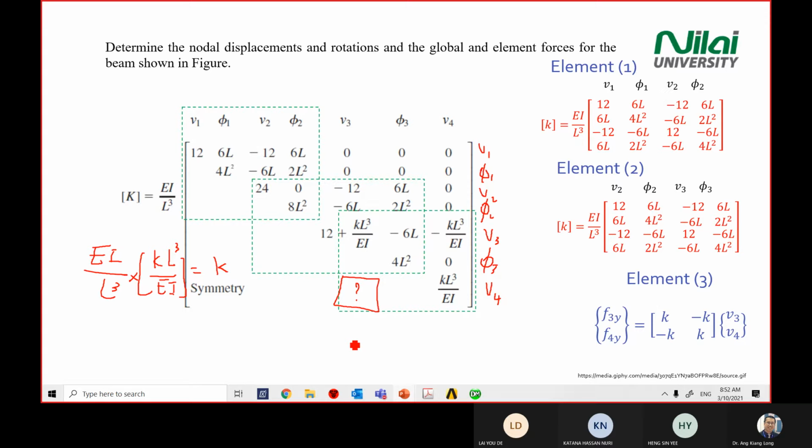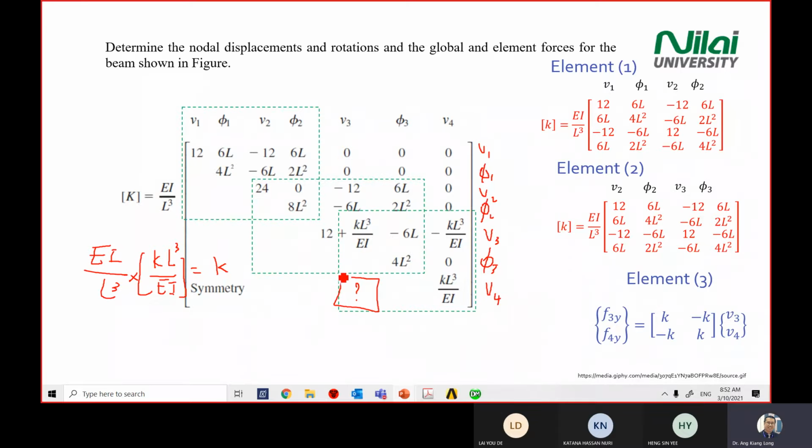Lai, can you answer? What is the question mark answer for this one? Negative KL cube over EI. Okay, good, excellent. Katana, you understand? Yes, the symmetry.